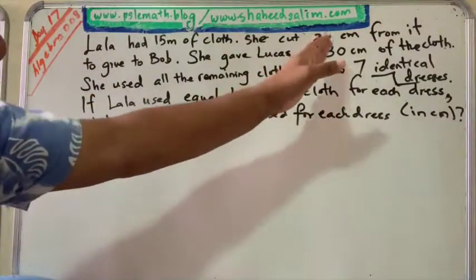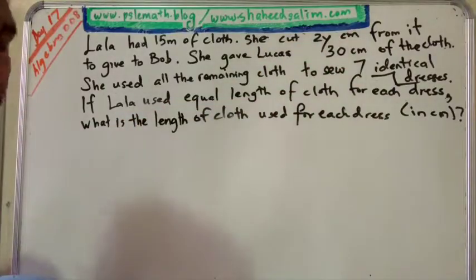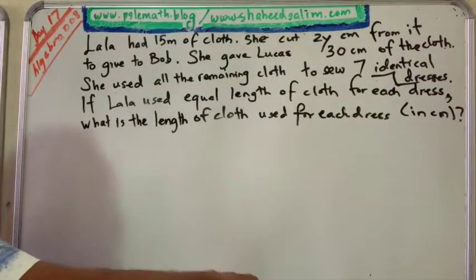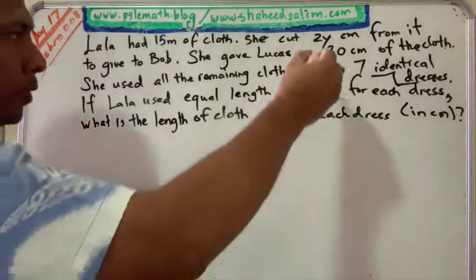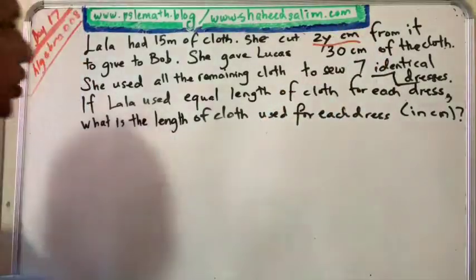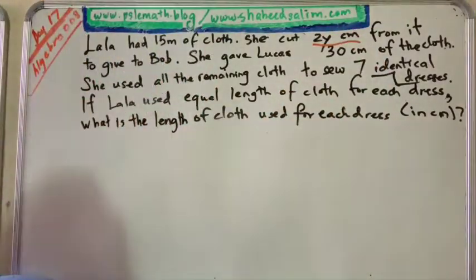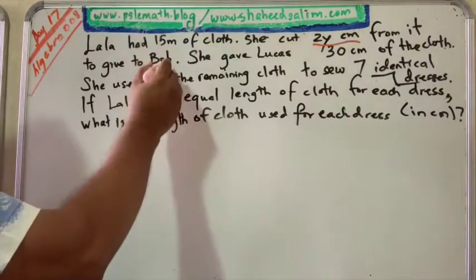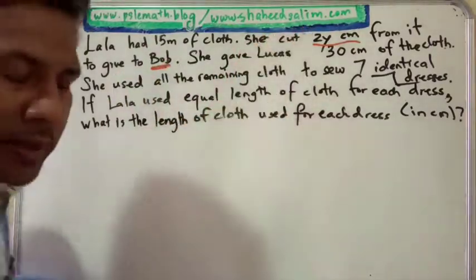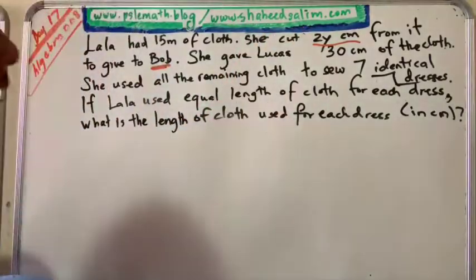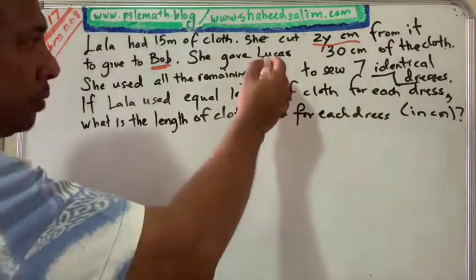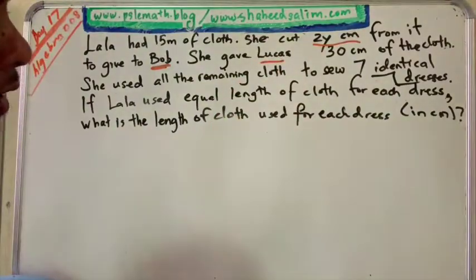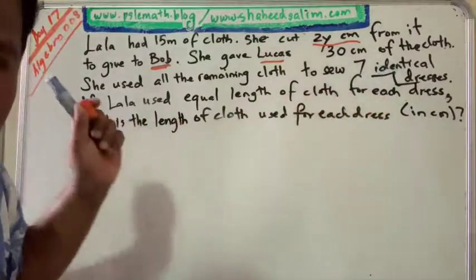She cut 2y cm from it. She cut 2y cm. And she gave it to Bob. So there's a person by the name of Bob. She gave 2y cm of cloth to Bob. And she gave Lucas, there's another boy, Lucas, 30 cm of the cloth, from this cloth.